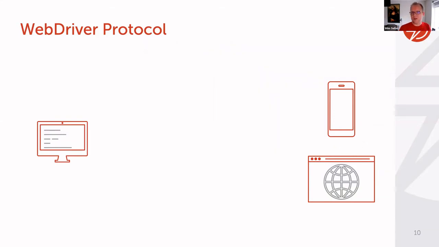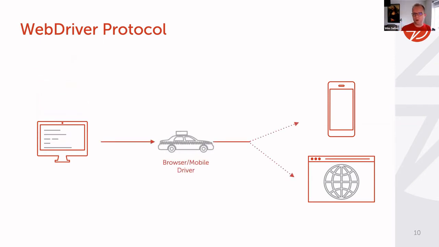You would create an automation script with Selenium or with Appium. Let's say, for example, we want to open a URL in a browser. That means we would create a script and say driver.get URL. We would execute that, and our automation framework will use a browser or mobile driver to communicate with the mobile device or with the desktop browser.